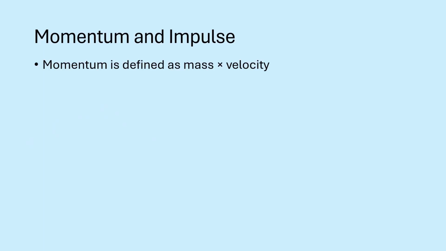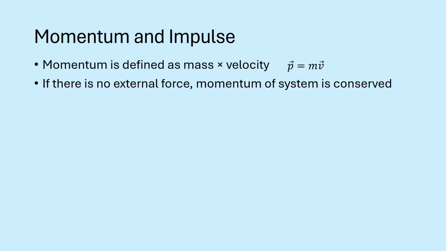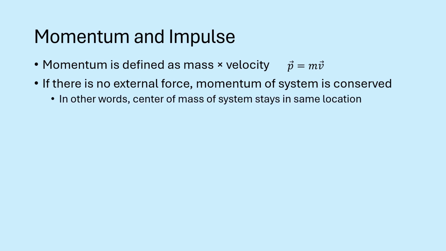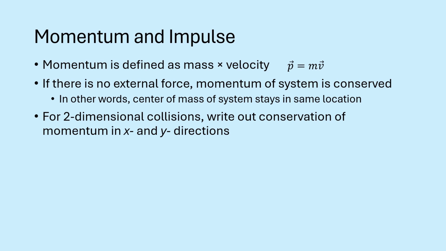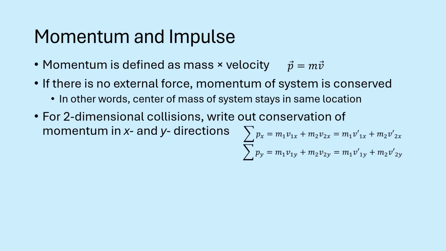Momentum is mass times velocity. Much like force, momentum is a vector, but instead of acceleration, it's the velocity that dictates the direction of momentum. Momentum is useful because if there is no external force, momentum is conserved. This is because the center of mass of a system doesn't move if there is no force. For physics problems analyzing collisions, write out the conservation of momentum and don't forget, if it's a two-dimensional problem, momentum is conserved in both directions.